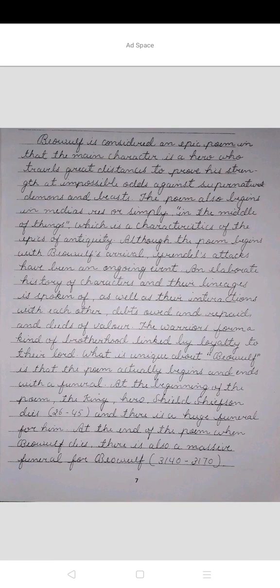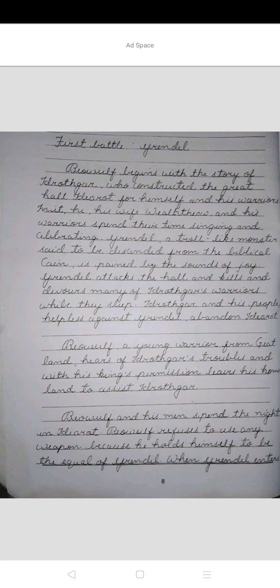The first battle: Grendel. Beowulf begins with the story of Hrothgar, who constructed the great hall, Heorot, for himself and his warriors. His wife and his warriors spend their time singing and celebrating. Grendel, a troll-like monster said to be descended from the biblical Cain, is pained by the sounds of joy. Grendel attacks the hall and kills and devours many of Hrothgar's warriors while they sleep. Hrothgar and his people, helpless against Grendel, abandon Heorot.